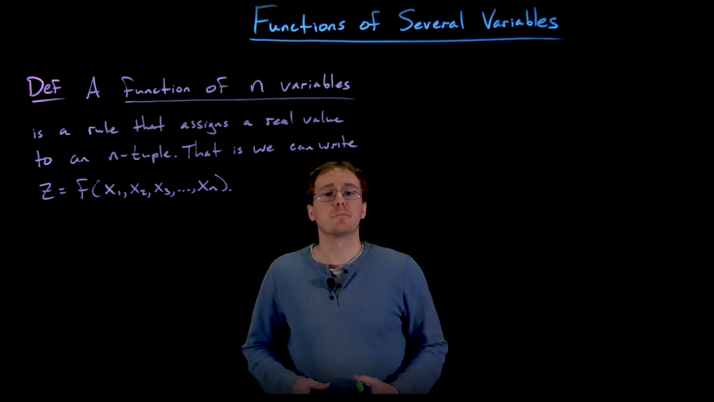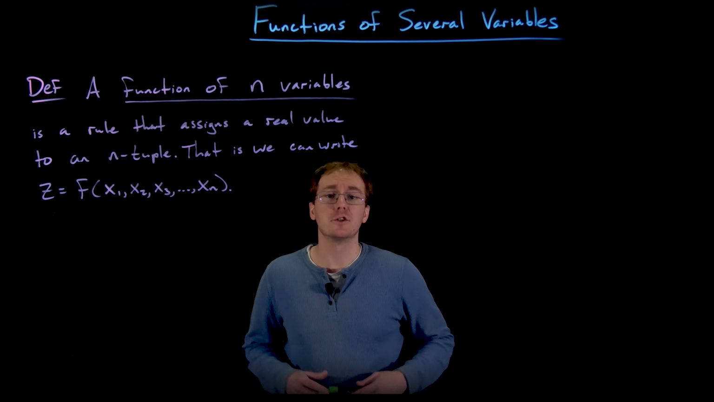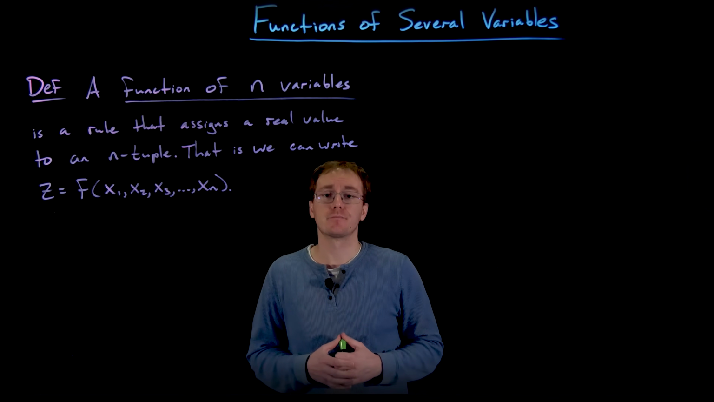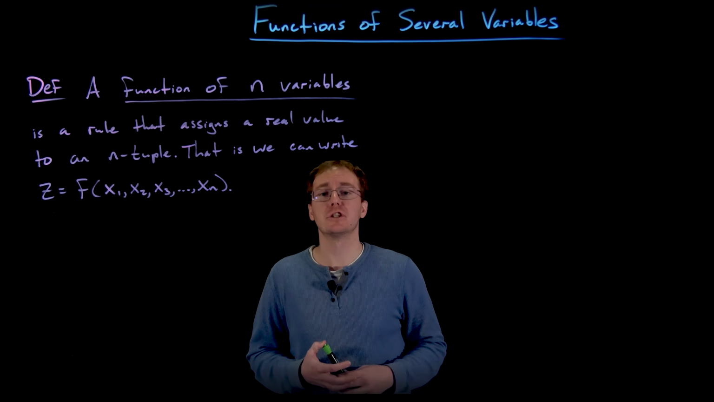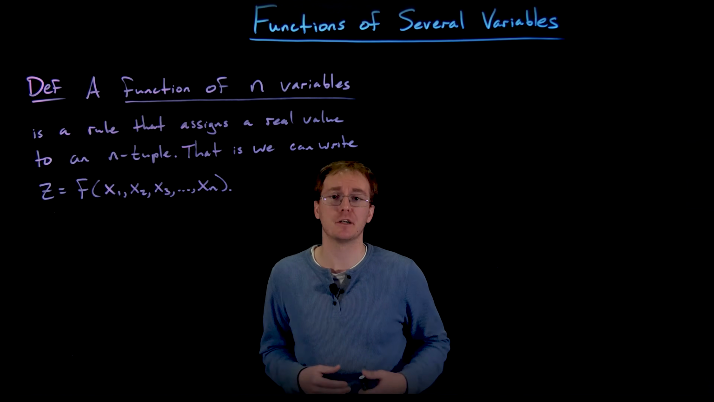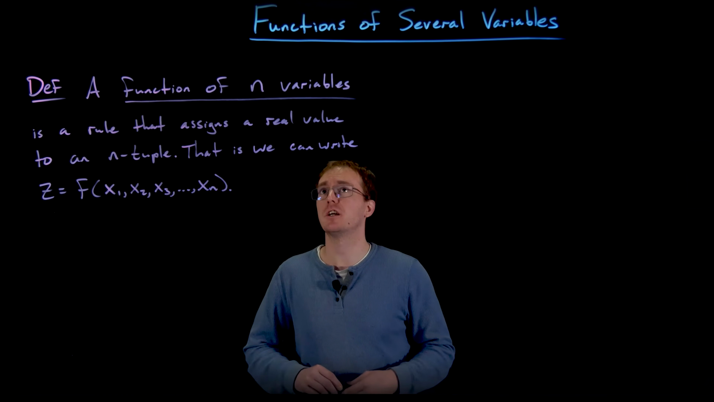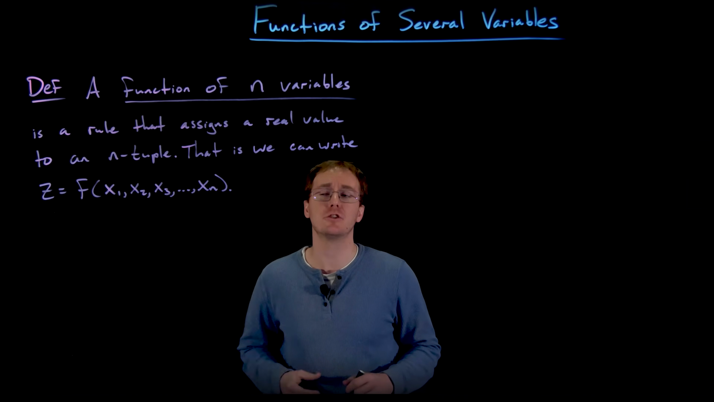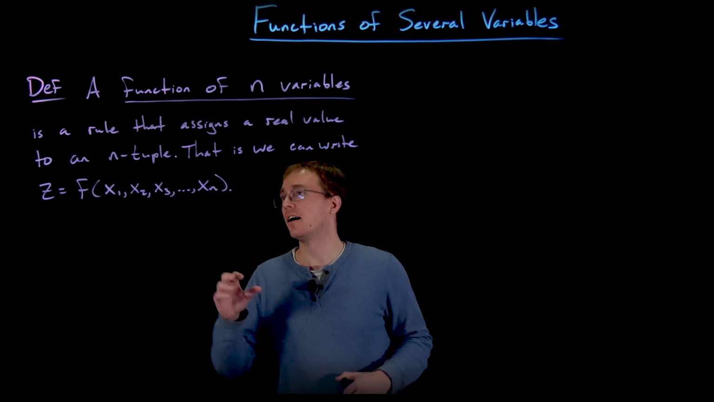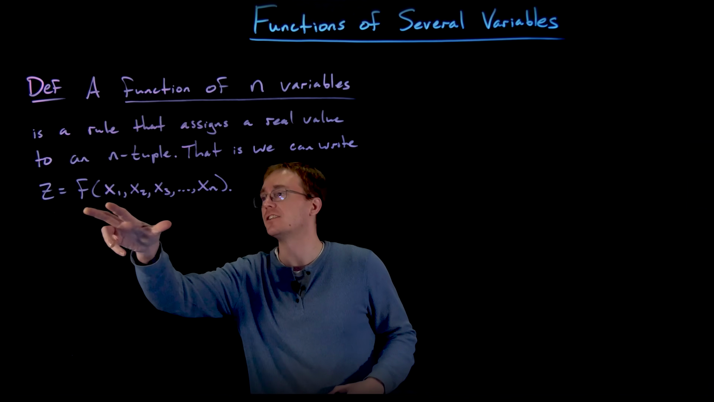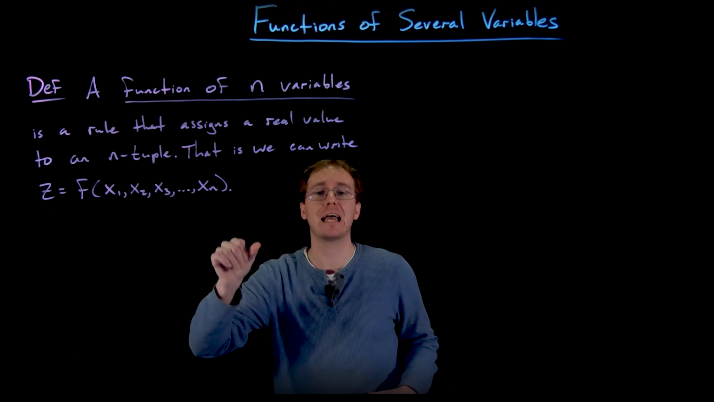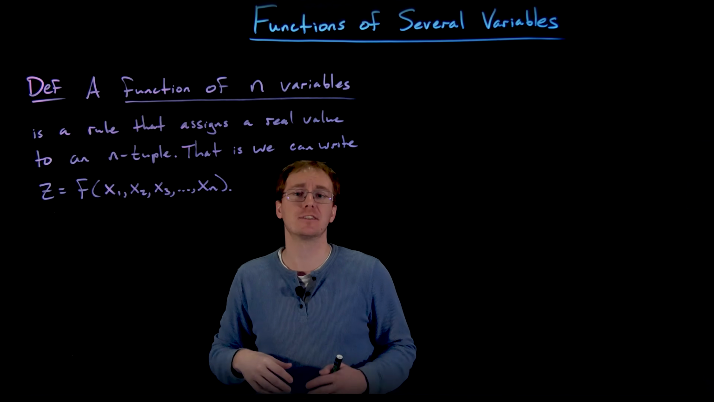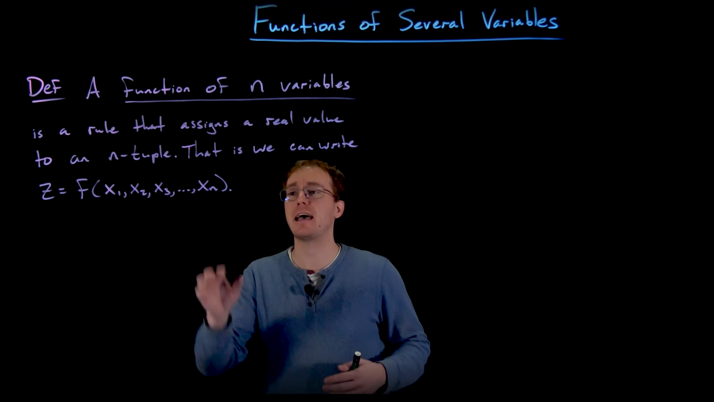Hey everyone, I just want to talk briefly about functions of more than two variables. In general, we might consider a function of n variables. We say a function of n variables is a rule that assigns a real value to an n-tuple. That is, we can write that real value as z, and z is written as a function of this n-tuple, where an n-tuple is like an ordered pair, but instead of having two of them, we have n of them.